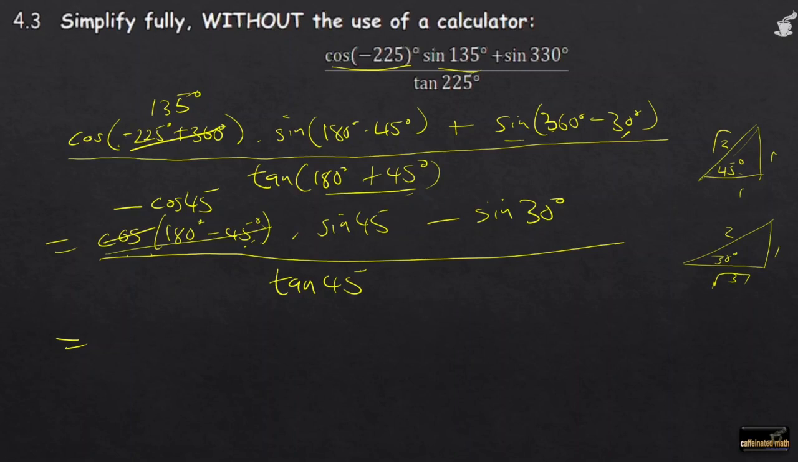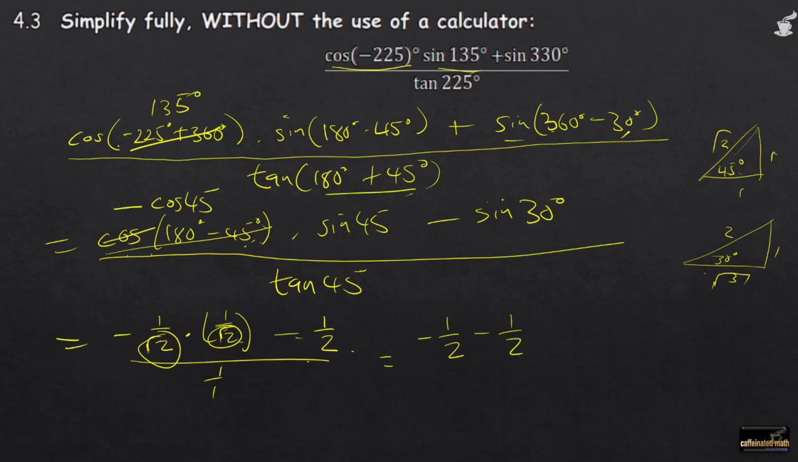Well, for cosine of 45, of course that's negative. We are going to have minus 1 over square root 2, and that's obviously multiplied by sine of 45, which is also 1 over square root 2, minus sine of 30, which is 1 over 2. That's all divided by tan of 45, which is 1 over 1, which is just 1. Well, if we multiply these two together, we get minus 1 over 2 because the square roots will equal the radicand. That's the value under the radical. That's 1 over 2. And that's all being divided by 1, so it stays as is.